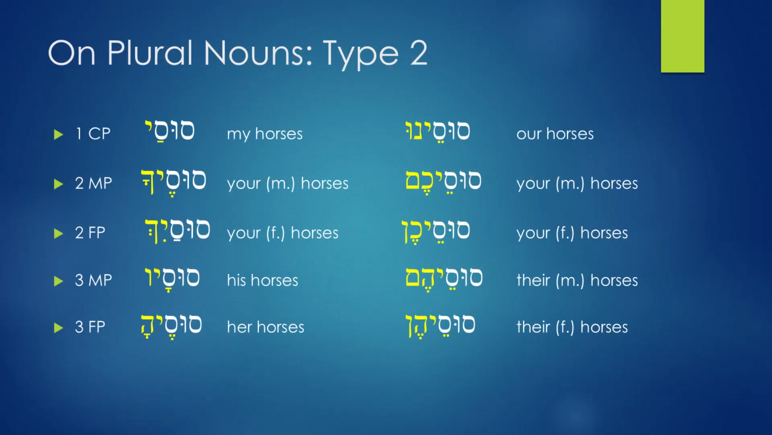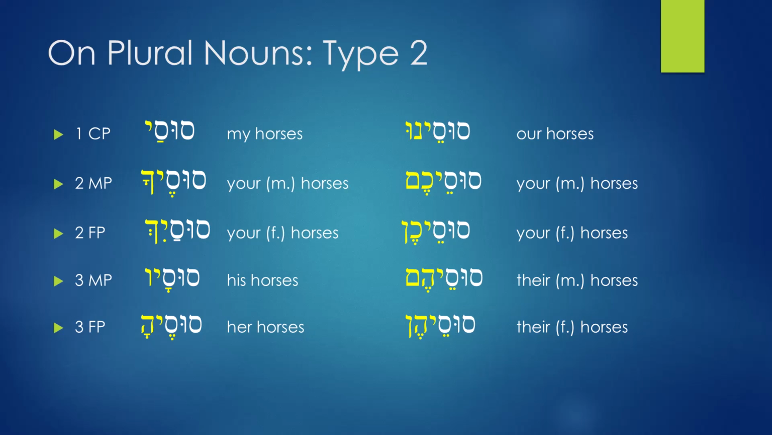For a plural noun, for example, horses, you're going to say susai, meaning my horses. Remember, in the singular, on type 1, we said susi, meaning my horse. In the plural, you're going to say susai, meaning my horses. The noun is now plural. That is the first person common. And the second person, you're going to say susecha, meaning your horses. Second person feminine, you're going to say susaich, meaning your horses.